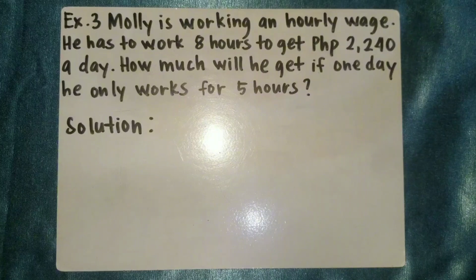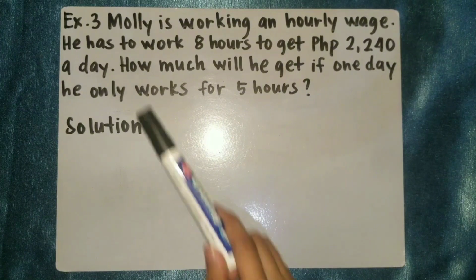Example number 3. Molly is working an hourly wage. He has to work 8 hours to get 2,240 pesos a day. How much will he get if one day he only works for 5 hours? Let's analyze the problem to identify the given quantities and to make it a ratio.